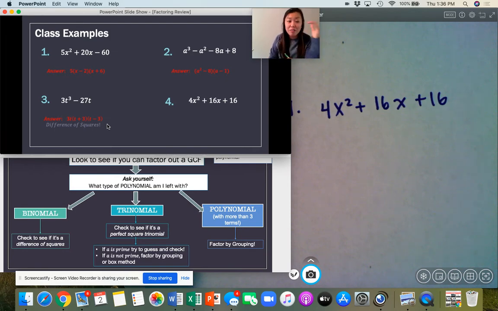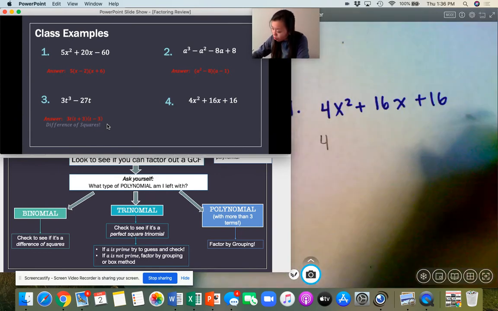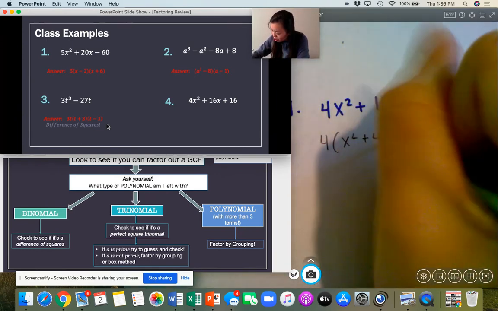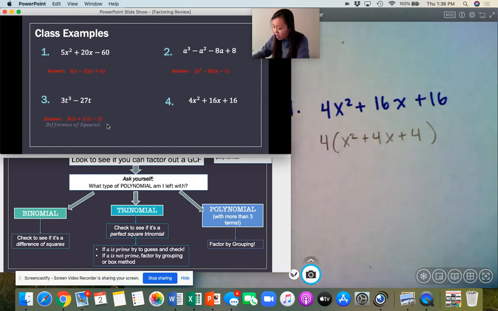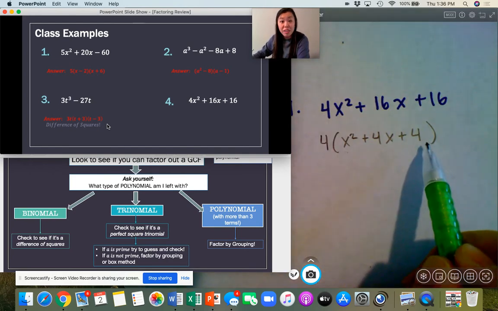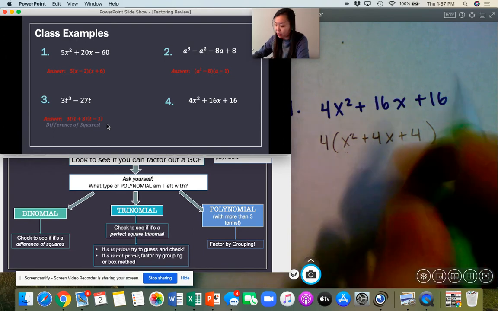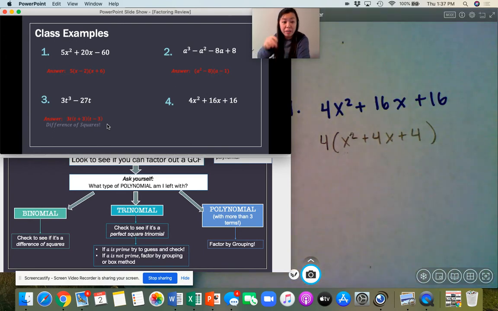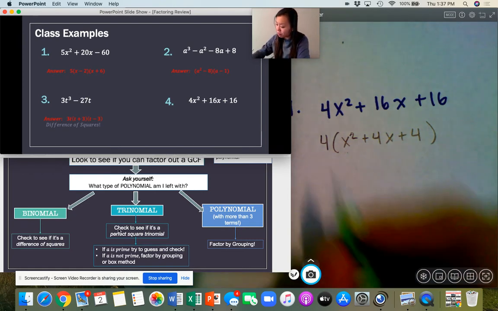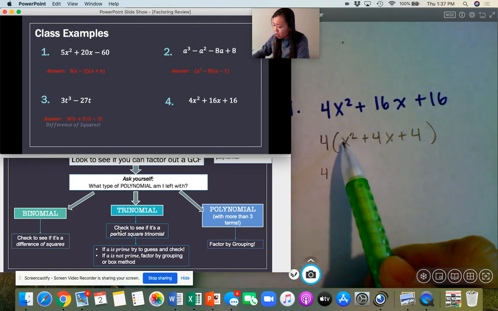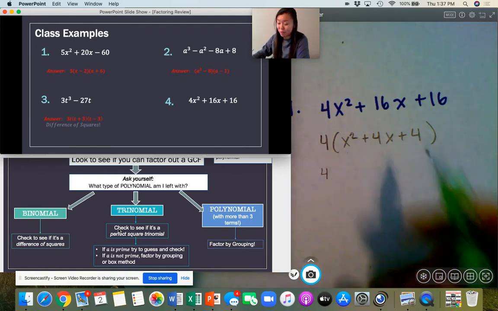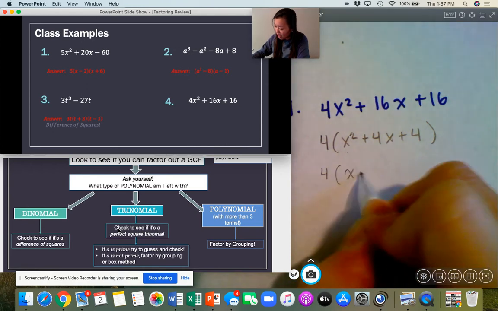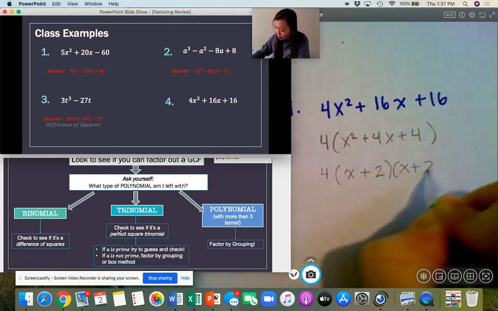So I'm going to ask myself, can I factor out a GCF, a greatest common factor? In this case, yep, we can. We can factor out a 4. So I'm going to do that: 4 times the quantity x squared plus 4x plus 4. I look at this polynomial inside and I ask myself, what type of polynomial is it? How many terms? It's a trinomial, right? So on my flow chart, I want to check to see if this is a perfect square trinomial. So I bring down my 4. In this case, it is a perfect square trinomial, right? We can be left with x plus 2 times the quantity x plus 2.